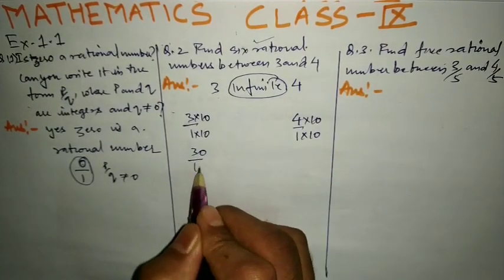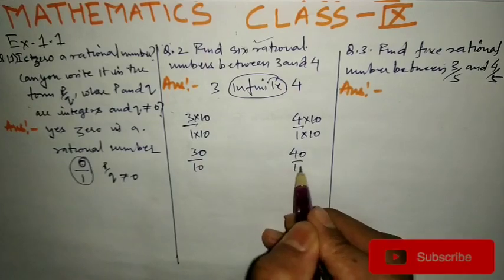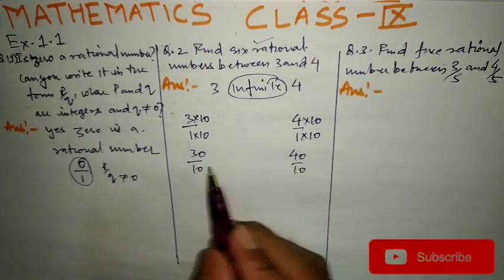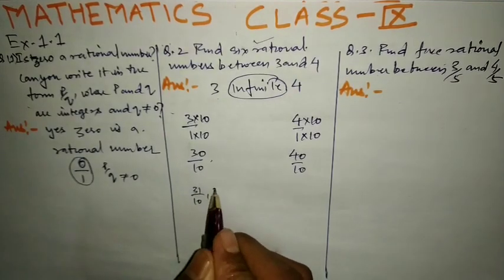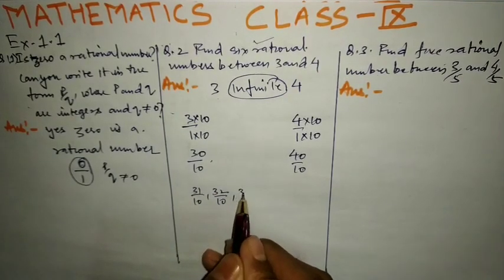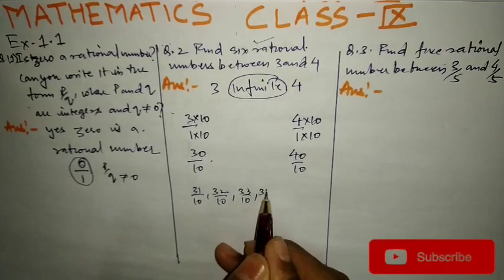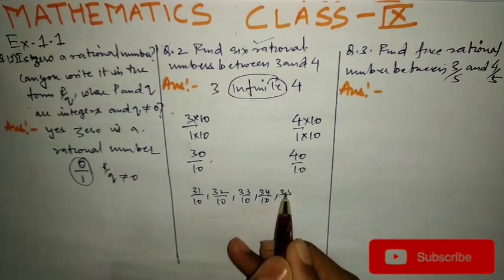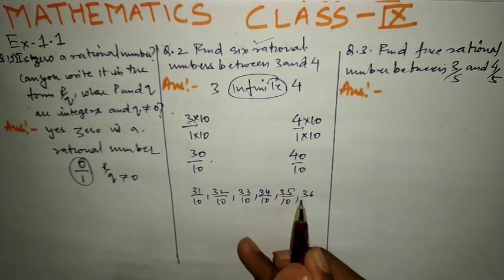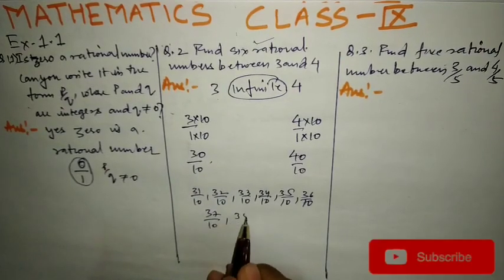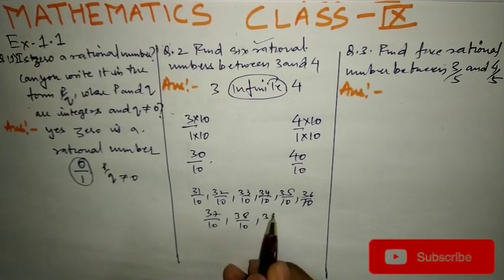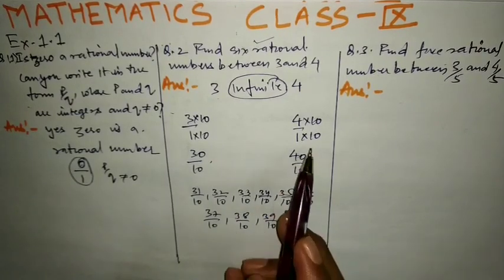30 by 10, 40 by 10. So now we have many rational numbers between what? 31 by 10, 32 by 10, 33 by 10, 34 by 10, 35 by 10, 36 by 10. So we have many numbers: 37 by 10, 38 by 10, 39 by 10. We can find out many more.